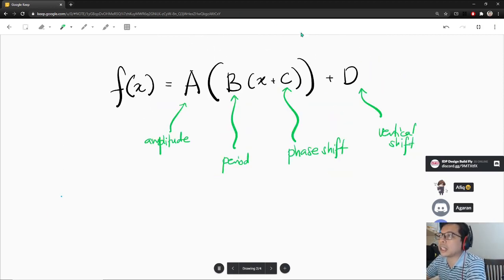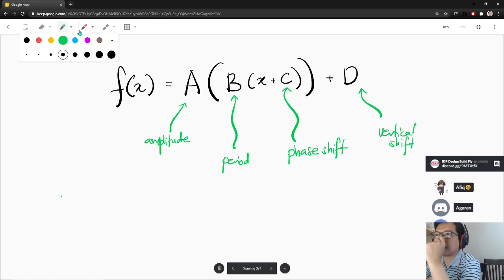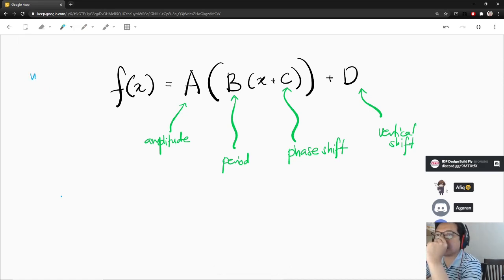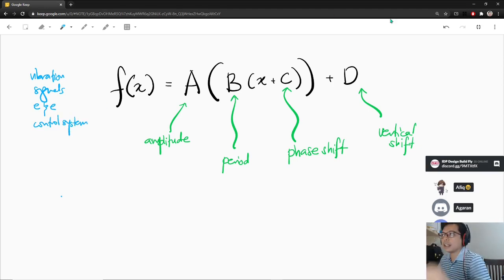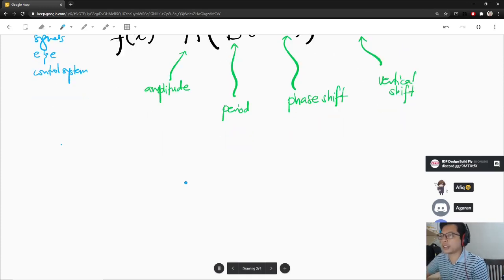Okay, so what's so good about that? You're going to use this a lot in engineering, like vibration, signals, electronics and electric control systems. You're going to come across this a lot. Okay, and let me show you this here.